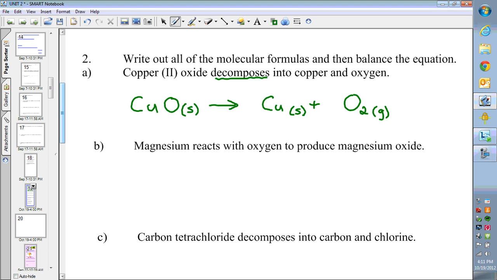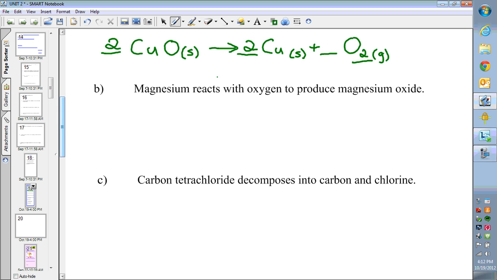Now that I've formed all my molecules, the only numbers I can change are in front. So I have 2 oxygens over here. I need to have 2 on the other side, so I put a 2 in front of copper 2 oxide. Now I have 2 of those, so 2 coppers. I need 2 coppers there. So we've written our reaction and balanced it. It looks fine.